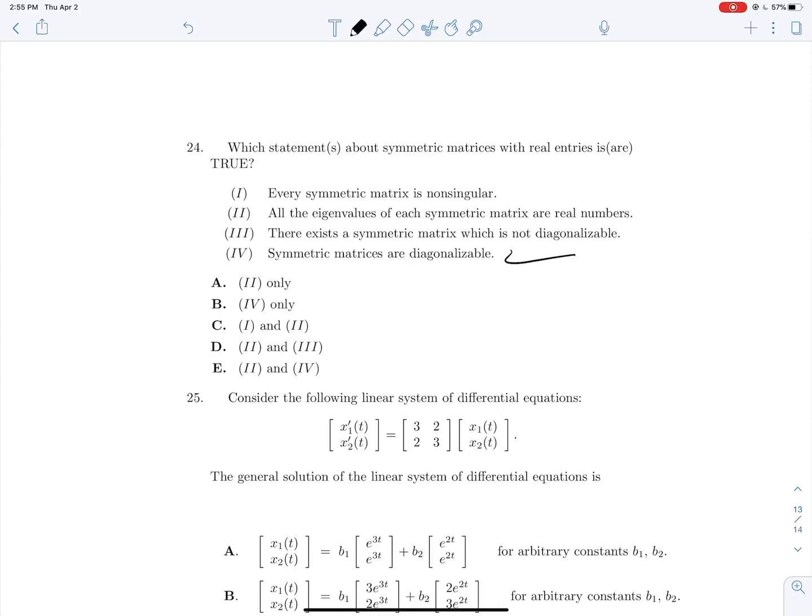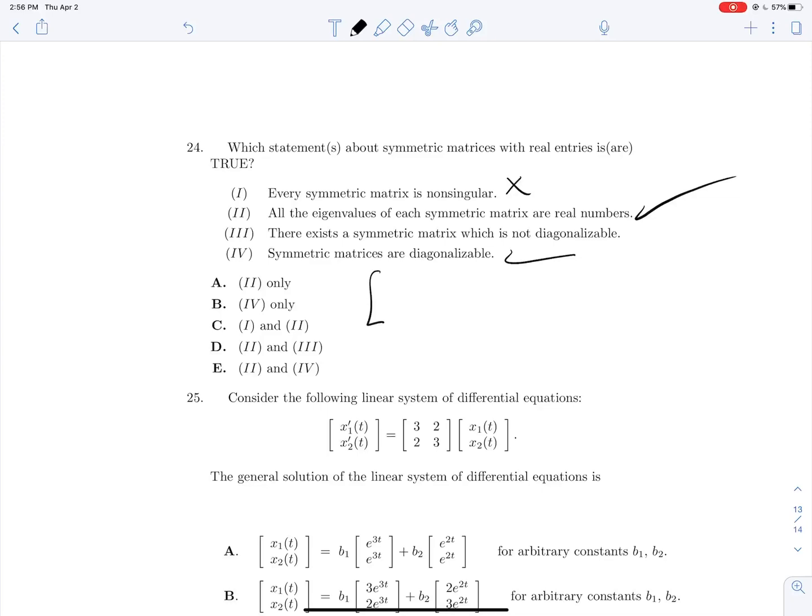Okay, 2. I don't know why I'm going back to front, but whatever. All the eigenvalues of each symmetric matrix are real numbers. This is also true, because we get real number eigenvalues for each symmetric matrix, the eigenvectors that we end up with are also real valued, which leads into the fact that we get n distinct eigenvectors for every symmetric matrix, and thus every symmetric matrix is diagonalizable. But 1 is not true.